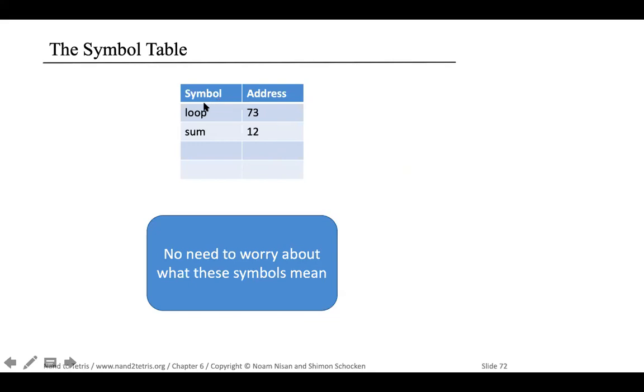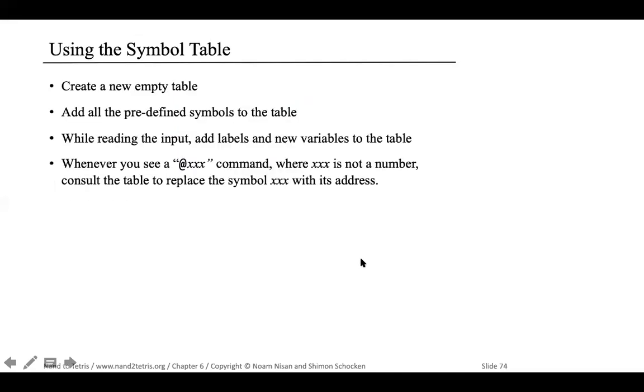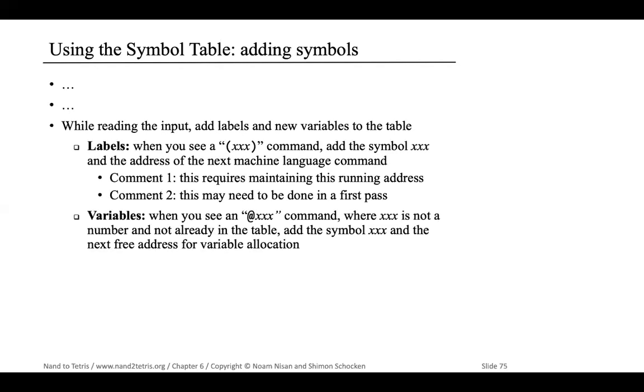Now at this stage, you don't have to worry about what the symbols mean because for the assembler, it's just pattern matching: locate a value here, pick up the address, convert it to a binary string. Create a new empty table, add a pair to the table. Does the table contain a given symbol? What is the address associated with the given symbol? I think this should be intuitive. I don't see a lot of things that I need to discuss more.